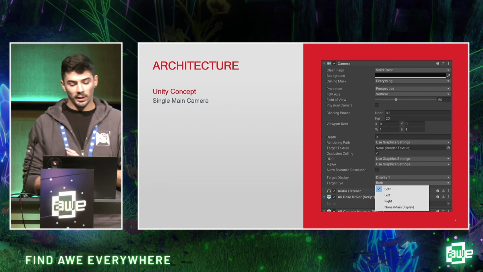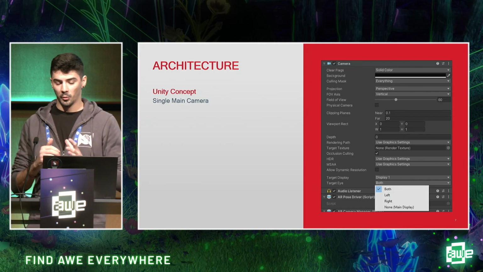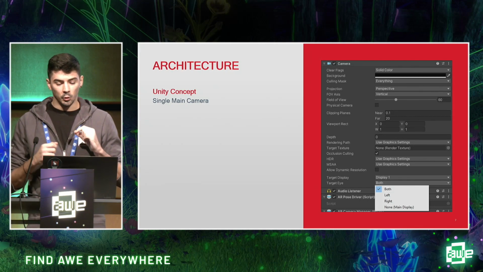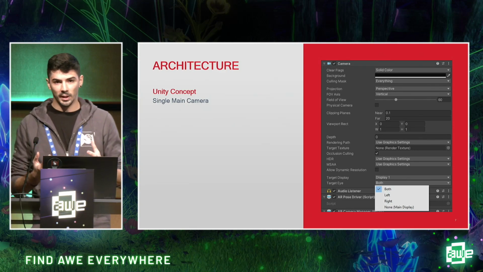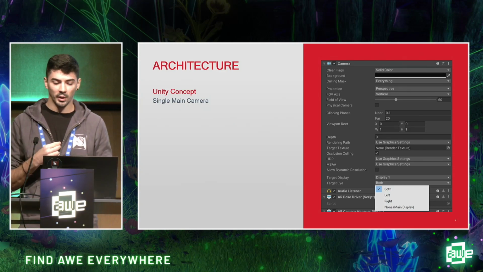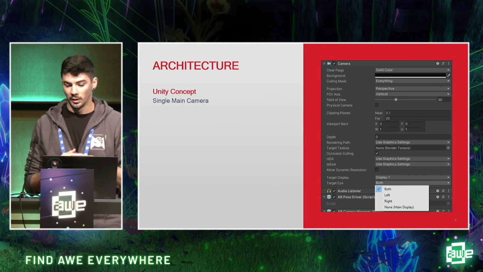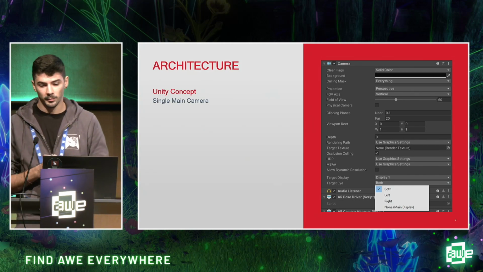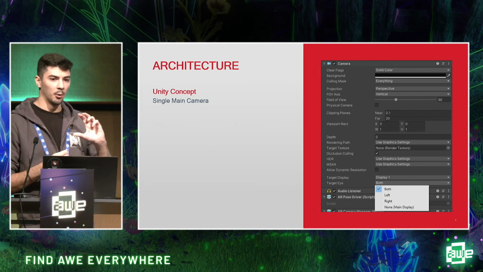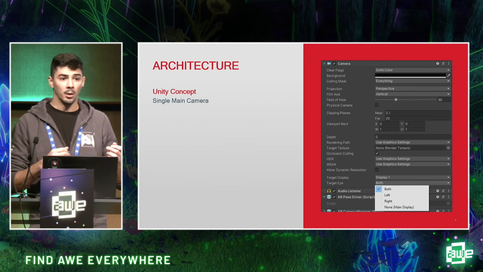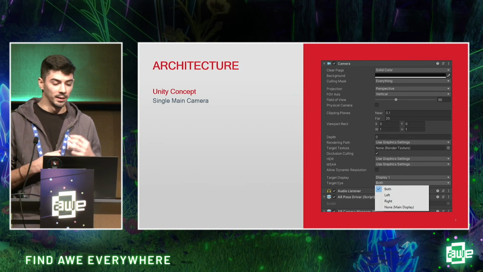Now, here is where we'll get a bit more technical, but bear with me. So Unity is originally a general purpose game engine, and it is built for making games and not AR experiences. This was something that was later added on. Now, conceptually, there will be differences between how Unity does things and how we would like to do things in AR. One of those things is the single main camera.